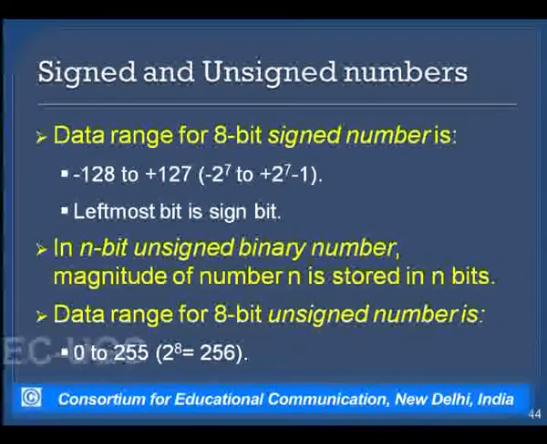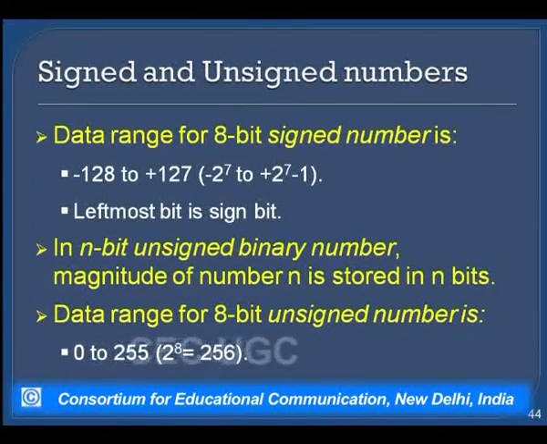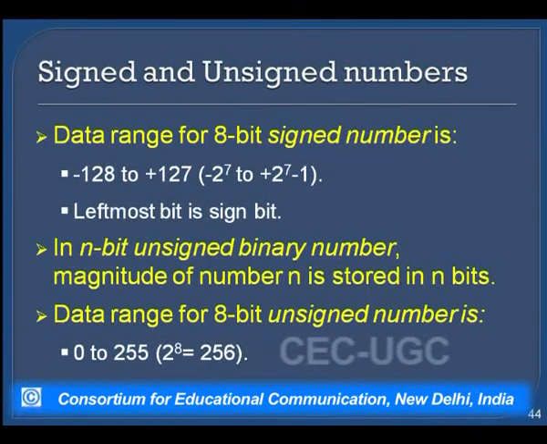Now, when the number is unsigned, the magnitude can be stored in all the digits. So, that means if we have an 8-bit unsigned number, the range of data it can store is 0 to 255, because 2 to the power 8 is 256.